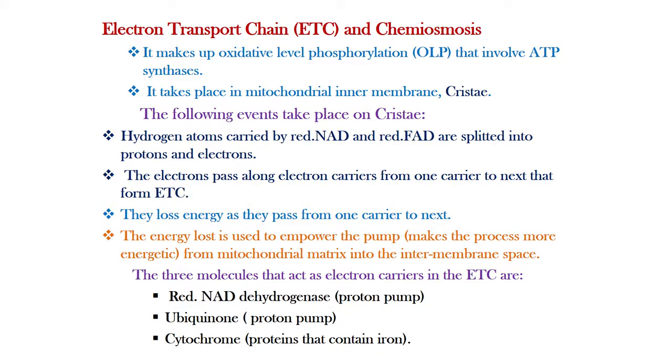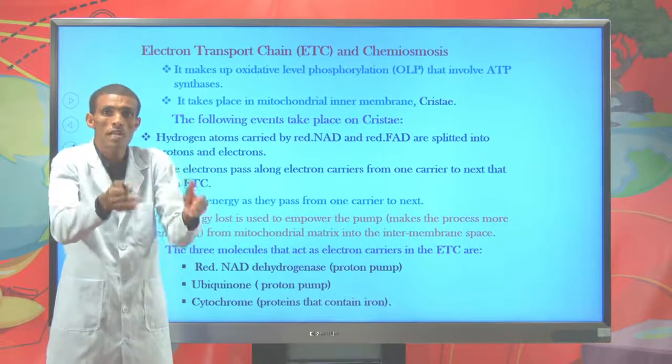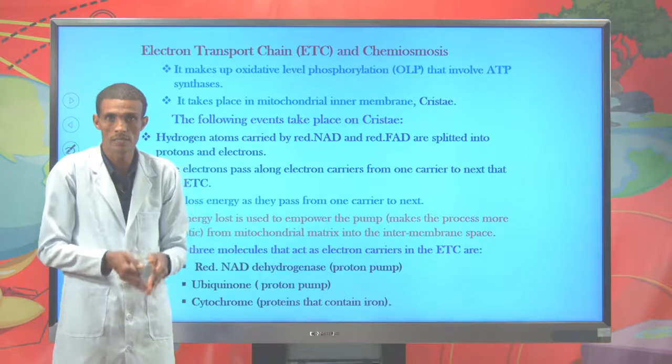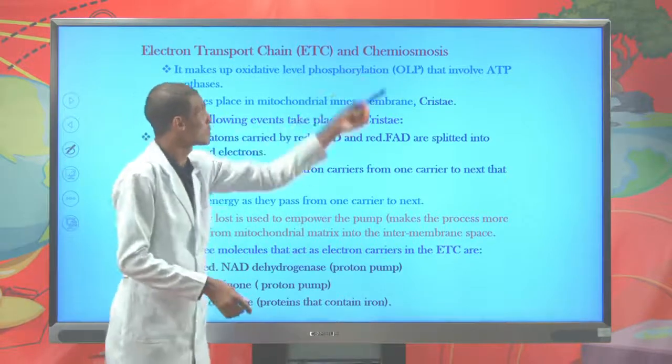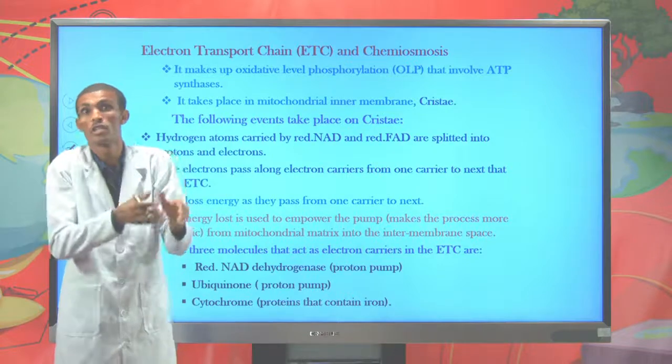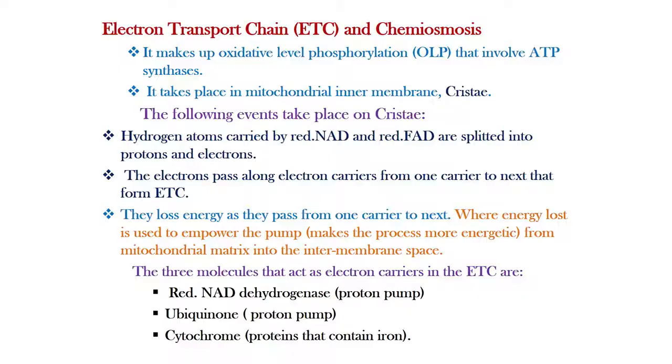Another most important step of aerobic respiration is oxidative level phosphorylation, which includes both the electron transport chain plus chemiosmosis. The electron transport chain is a means of transporting electrons from one carrier to another. Electrons jump from one carrier to the next, whereas chemiosmosis means passing of protons through the mitochondrial membrane. These 2 reactions take place only in the mitochondrial membrane.